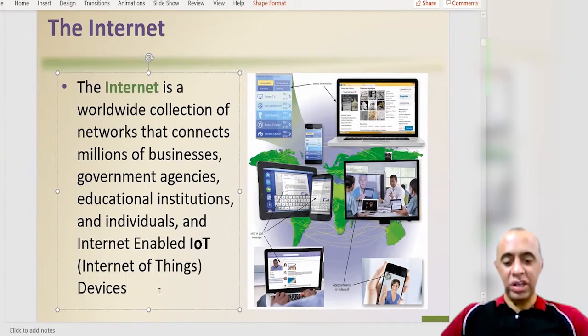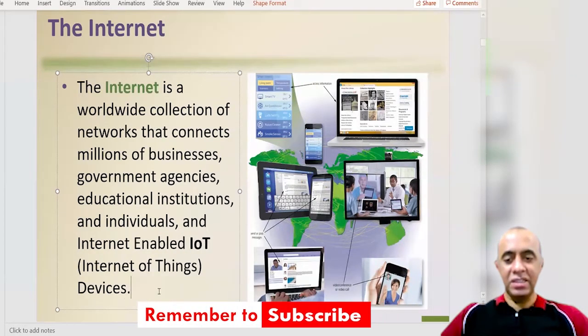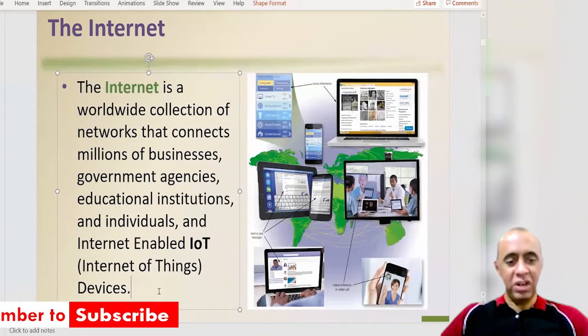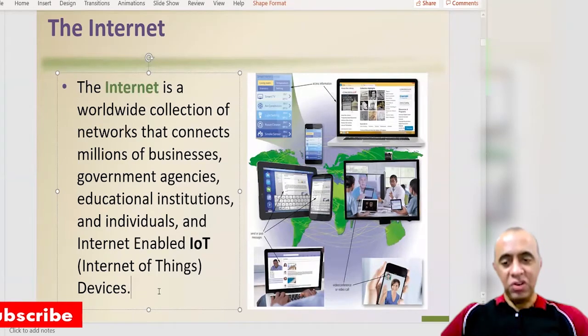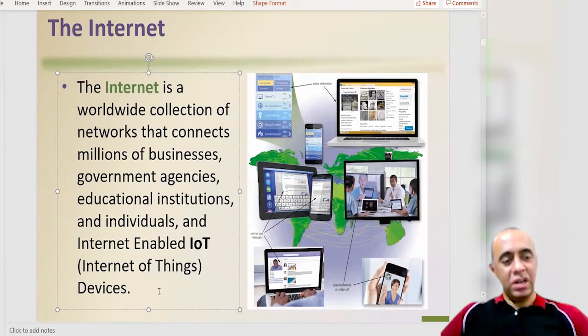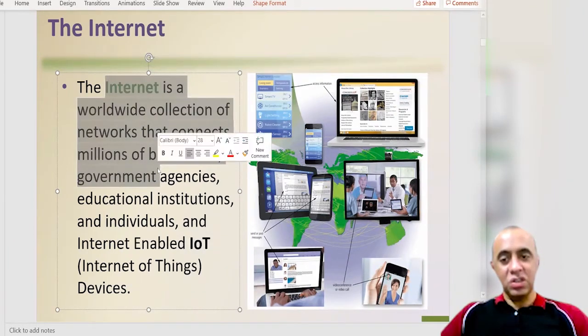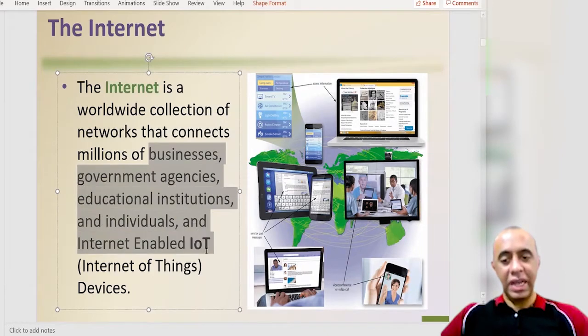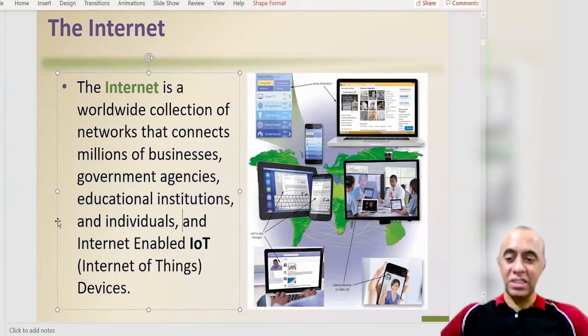So you may have heard that nowadays your ceiling fan is IoT. If it is an IoT ceiling fan, you can turn it off or on or change its speed from your smartphone. In Pakistan, you can see they are selling air conditioners and refrigerators which are IoT based, and you can simply communicate with your device using the internet. And that is why I say that the internet is a collection of networks which connects millions of businesses, government agencies, education institutes, individuals, and internet-enabled IoT devices.